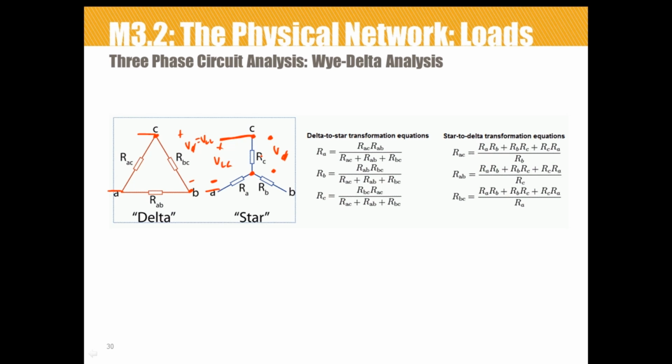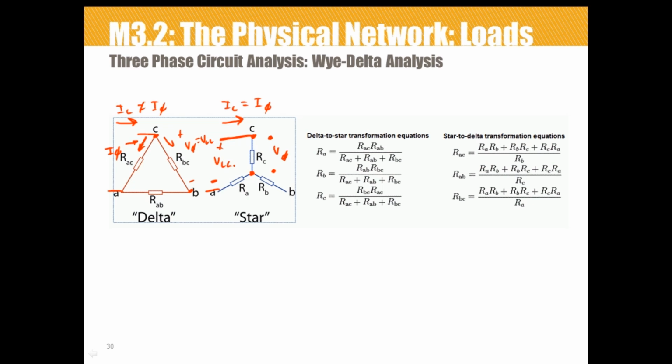In the star, we have a line current that's equal to the phase current. The line current in the delta is not equal to the phase current. This is phase current flowing right there, that guy. So the analysis is a little bit different.